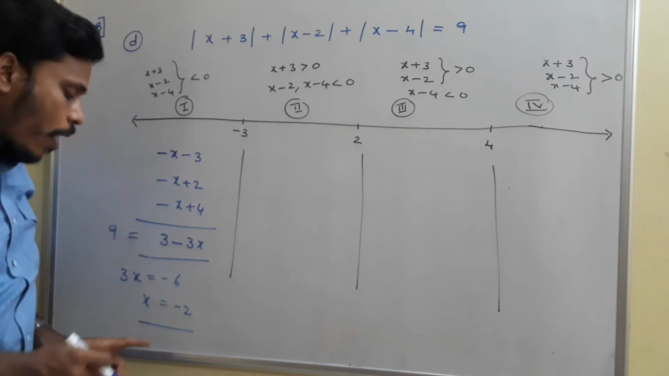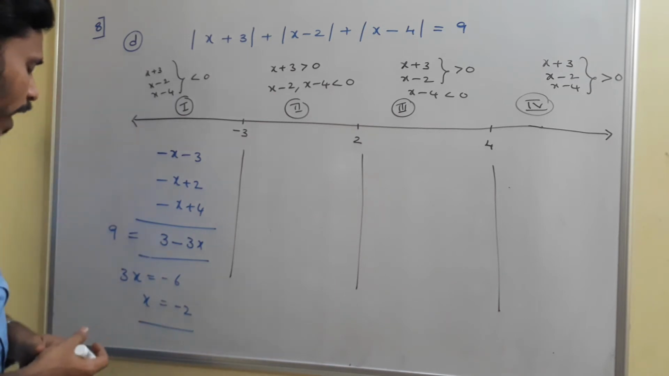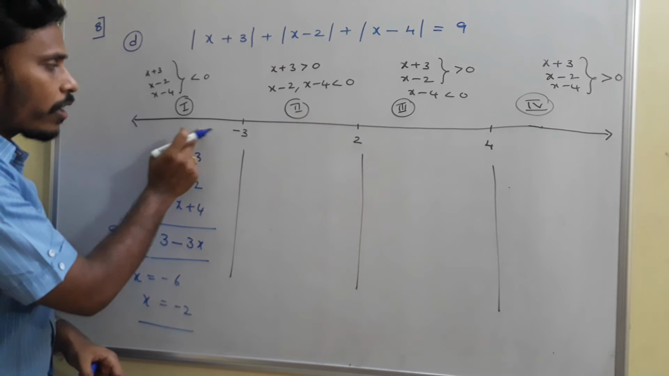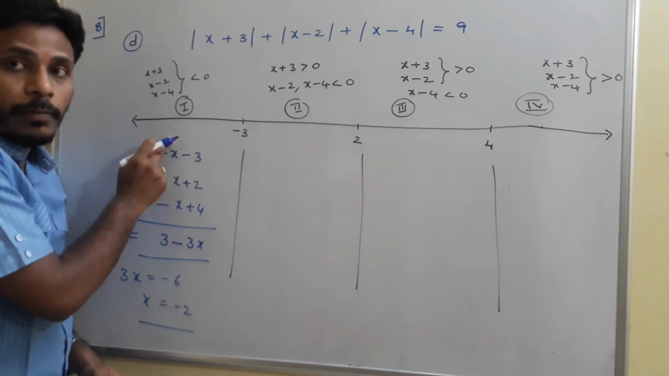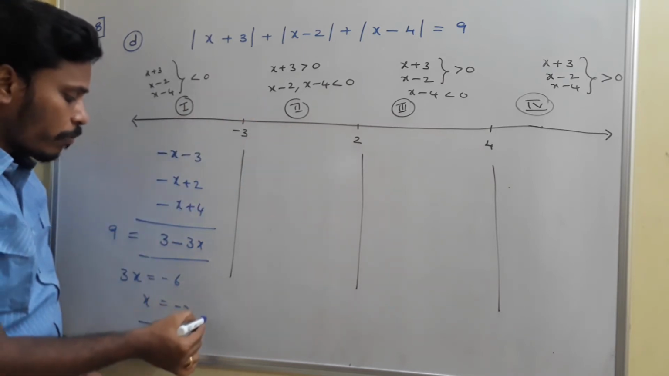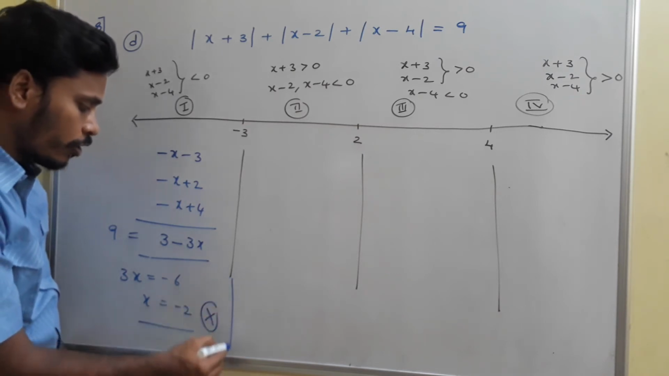And we need to check whether this answer is in this region or not. I have x equals minus 2, is it right? So minus 2 is not in this region. The region is x to the left side of minus 3, but minus 2 is on the right side of minus 3. So x equals minus 2 is not in this region. So in this case we don't have any solution.